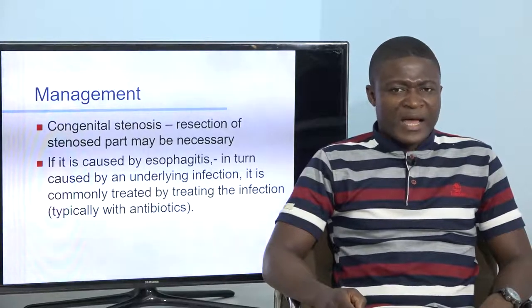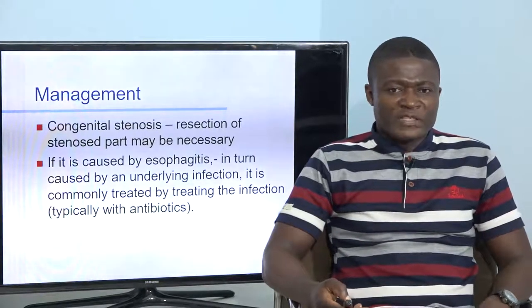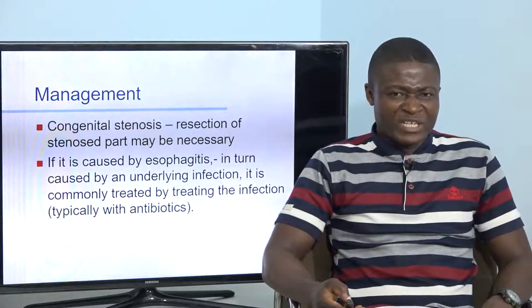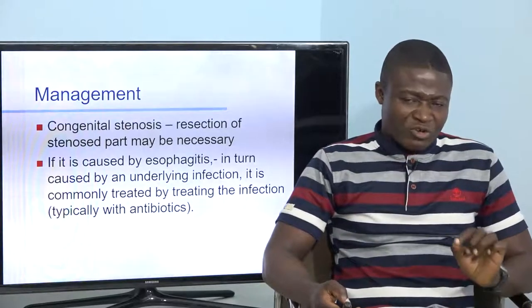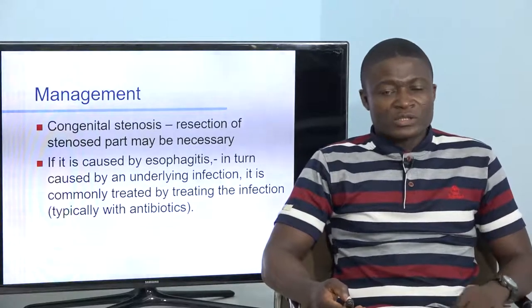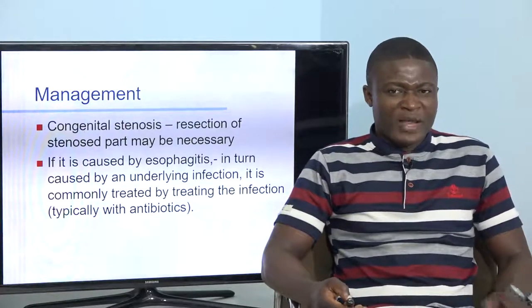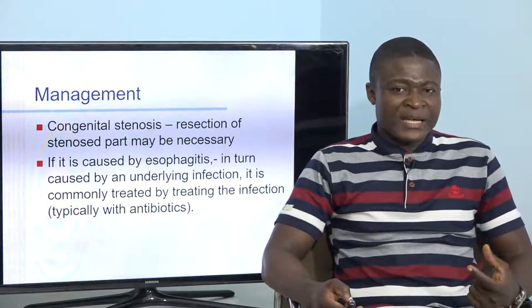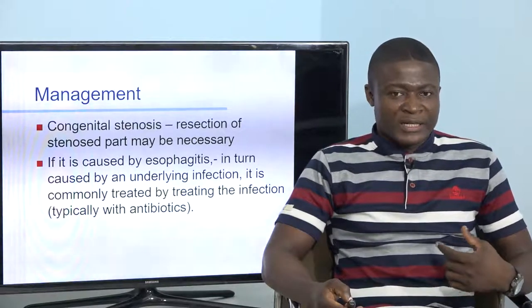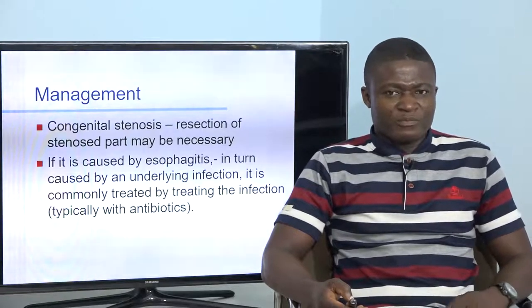Management. How do we manage an esophageal stricture? We have resection of the stenosed part, which may be necessary. In a situation whereby it is a congenital problem, there is a congenital narrowing of the esophagus, the surgeon can do a resection, that is, cut out the part that is narrowed and then connect the normal parts together. We call it resection of the stenosed part if necessary.